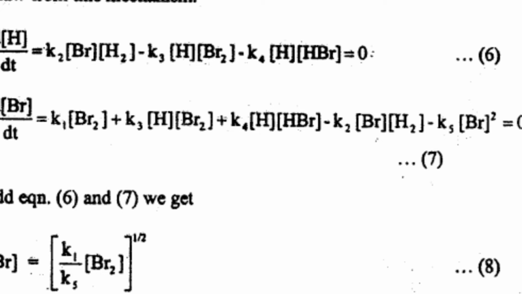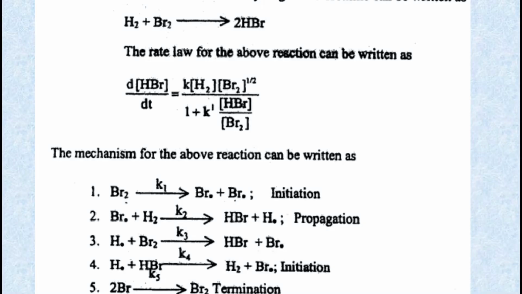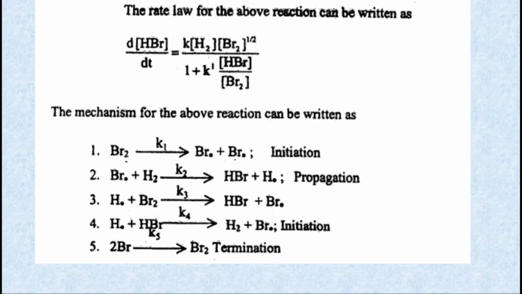Here also we have to look at the mechanism. In the first step, the initiation step, the Br radical is formed, hence we write a positive sign for its rate equation. In the second step it is consumed, so the second step rate equation is negative. In the third step it is formed, so the third step rate equation is positive, and the fourth step rate equation is positive because the Br radical is formed in the fourth step also. In the fifth step the Br radical is consumed, so it is given a negative sign.